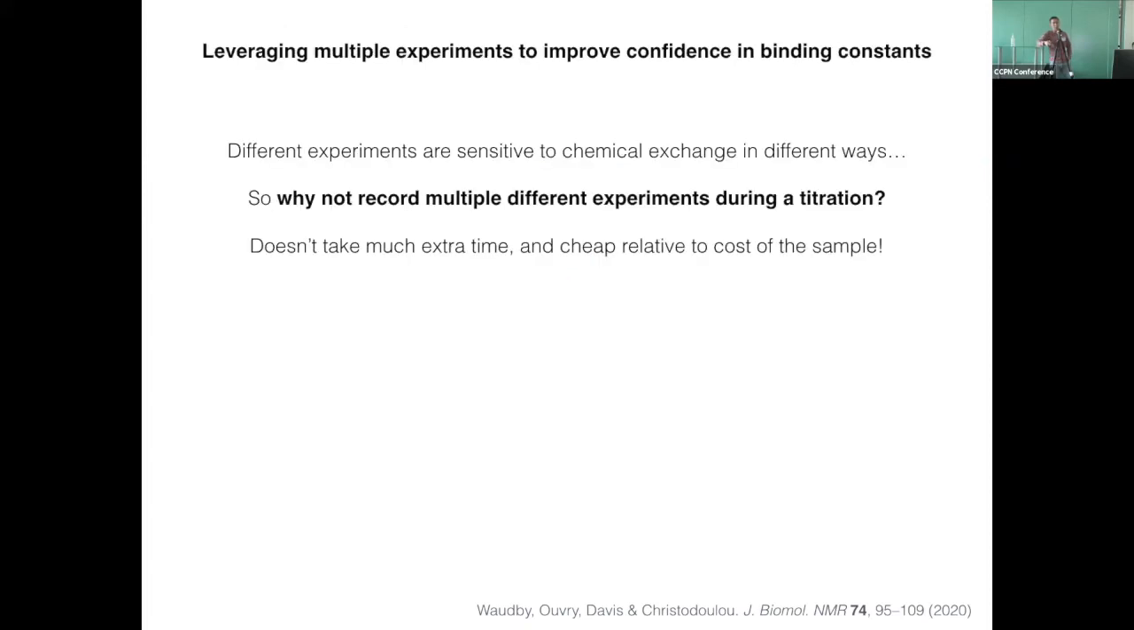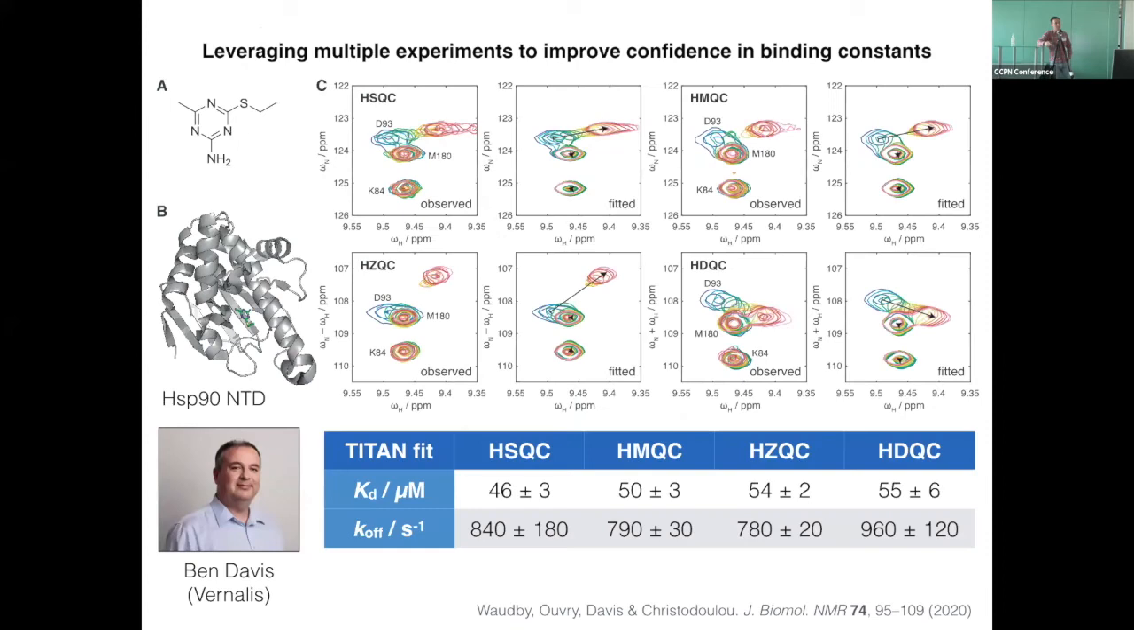So this was the idea that we had. Why not try and record multiple experiments during a titration? Because, frankly, relative to the costs of preparing the samples, it doesn't take much extra time once you've got your compound in the magnet, calibrated, shimmed, for an extra 10 minutes per sample. Why not record a couple more experiments? And this is what we did.